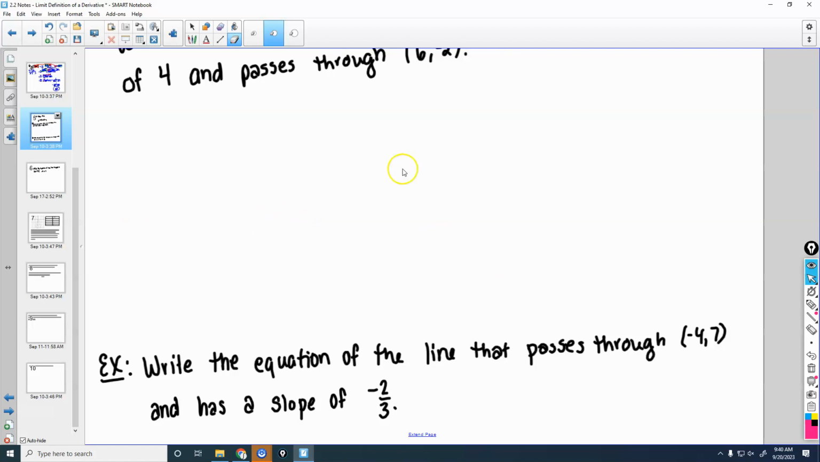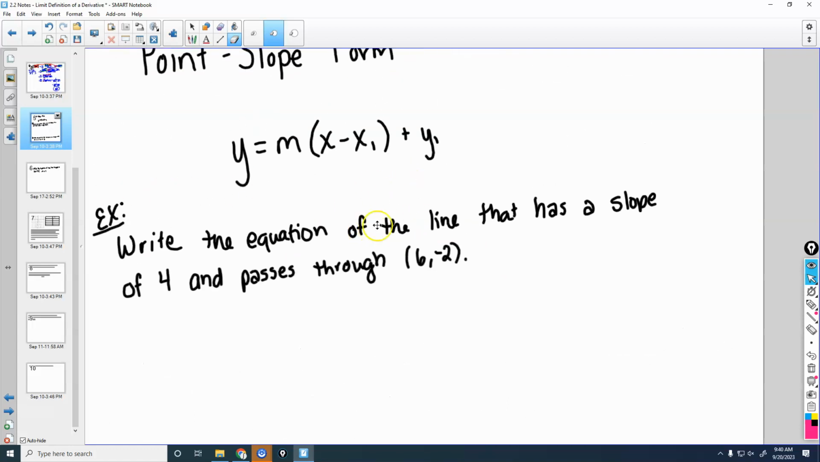Actually, this is point slope practice. Let's just do the first one. This is super quick, okay? This is math 1 right here. Write the equation of a line that has a slope of 4 and passes through the point 6, negative 2. All right, this is math 1. I taught you guys point slope the other day. Your slope goes right here, and you've got x minus x1 plus y1 here.